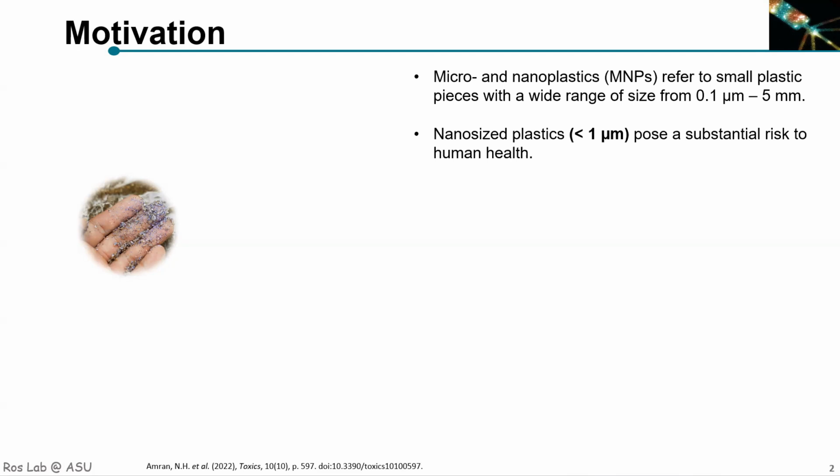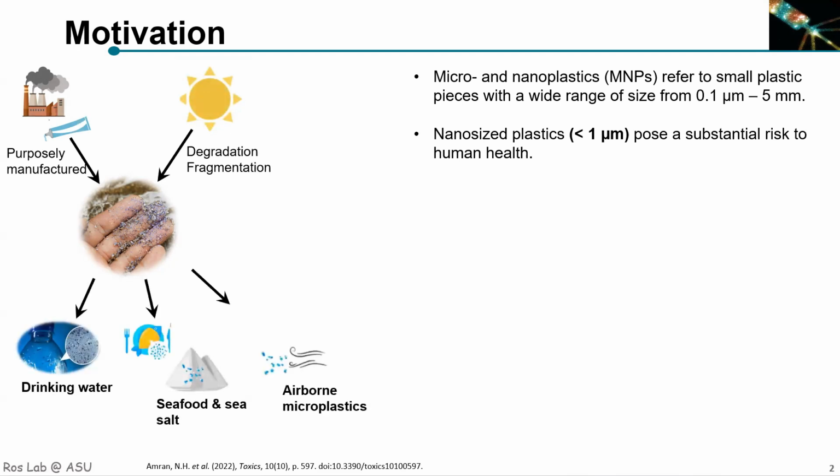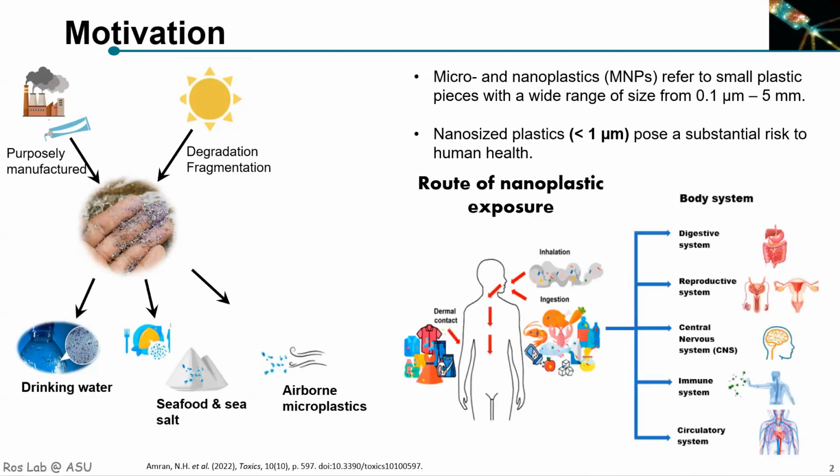human health. They are either purposely manufactured at small sizes or formed from degradation and fragmentation, and will end up in our daily drinking water, food, or spread in the air. More disturbingly, submicron plastics have been detected in human blood and tissue, as they can be transported through the circulation system and accumulate in organs.